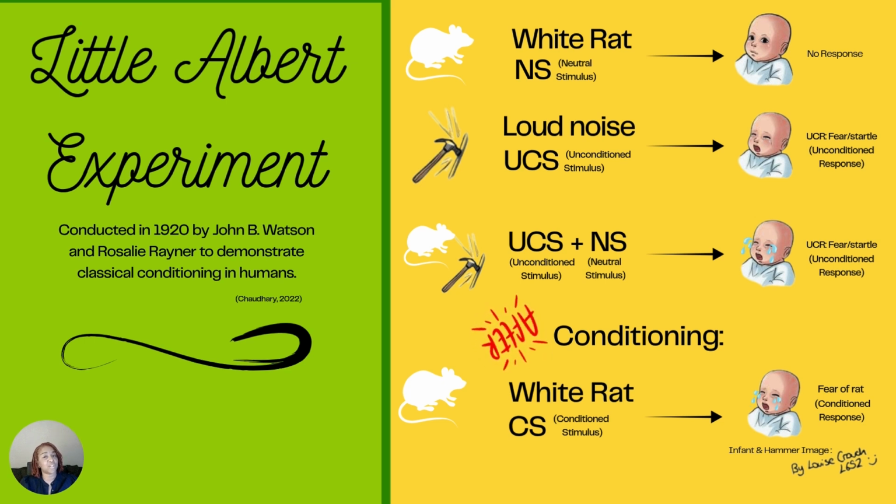Another example is Little Albert, an experiment conducted in 1920 by John Watson and Rosalie Rayner. Researchers paired a white rat with a loud, scary noise. Over time, Albert became afraid of the rat itself, even without the noise. This shows how emotions, like fear, can be learned.